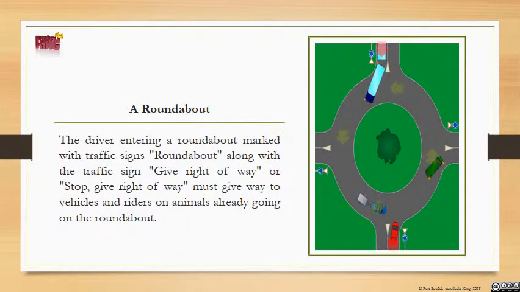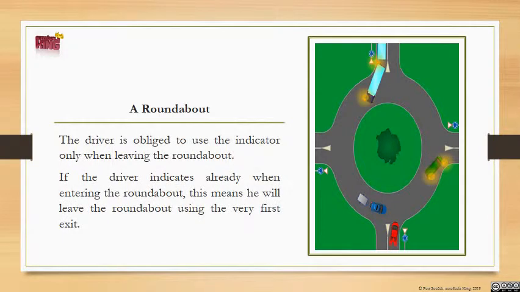The driver entering a roundabout marked with the traffic sign roundabout along with the traffic sign give right of way or stop must give way to vehicles and riders on animals already going on the roundabout. The driver is obliged to use the indicator only when leaving the roundabout. If the driver indicates already when entering the roundabout, this means he will leave the roundabout using the very first exit.